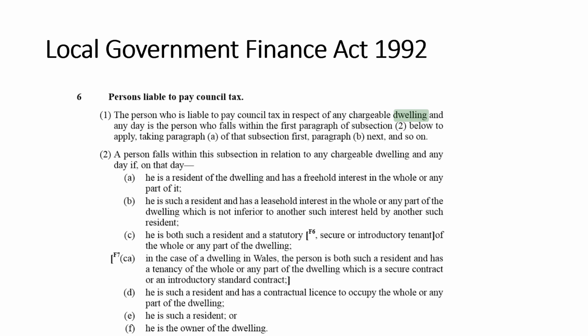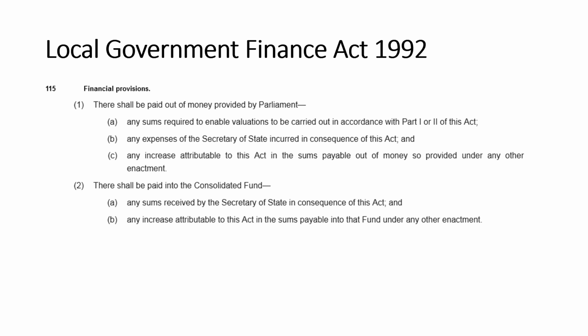Well, you wouldn't have a license to occupy your primary place of residence. That would be commercial. And then, so we can see here from the Local Government Finance Act, Section 6, we're not in a chargeable dwelling. That should solve that problem.